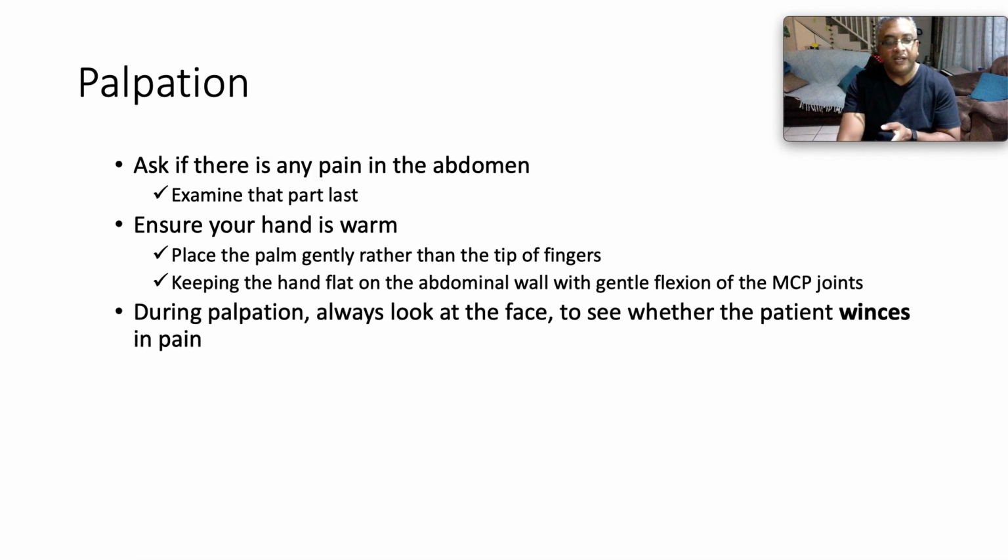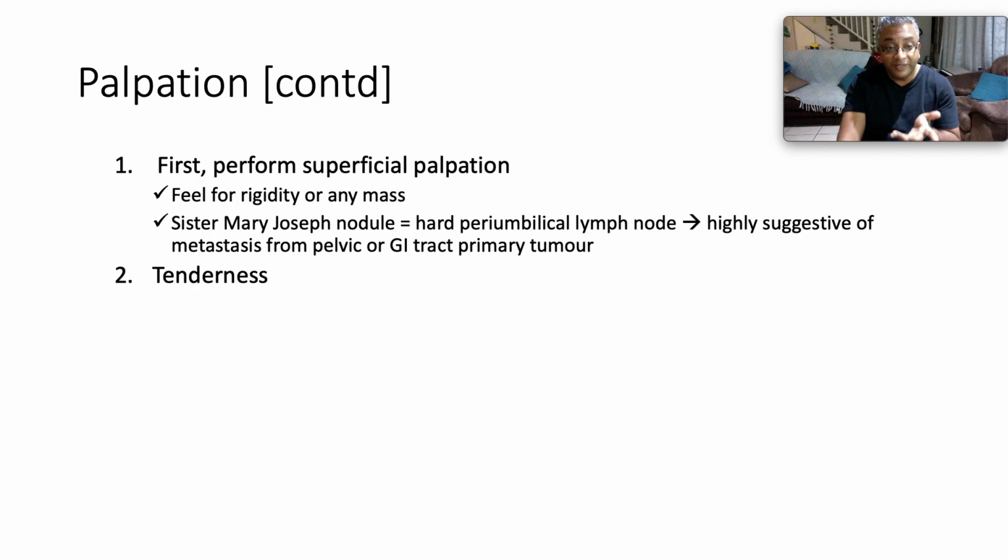Alrighty. And during palpation, always look at the patient's face to ascertain whether they wince in pain. Alright. So firstly, you want to perform superficial palpation. So feel just superficially for any rigidity or any mass. Also note the infamous Sister Mary Joseph nodule, which is a hard periumbilical lymph node, highly suggestive of metastases coming from the pelvic or gastrointestinal tract primary tumor.